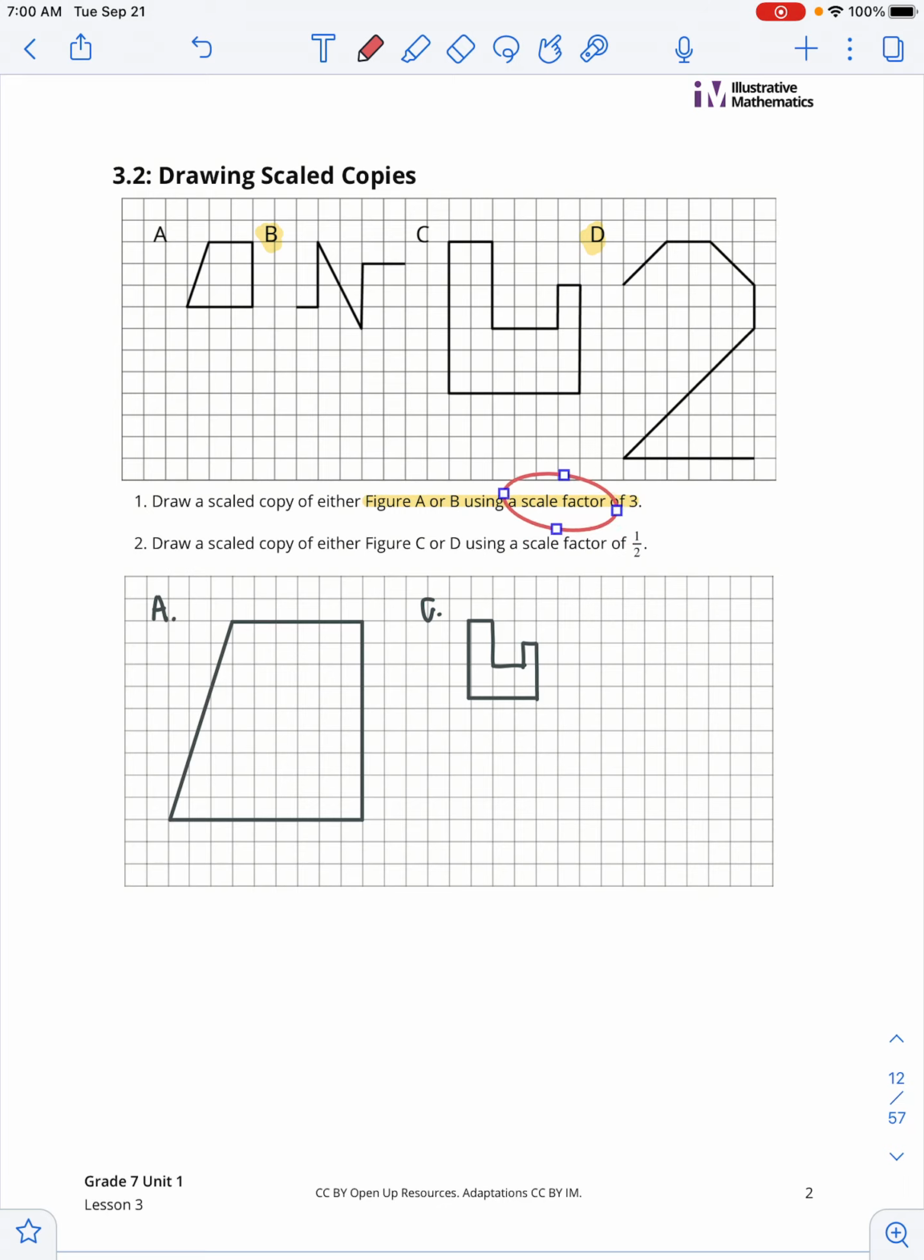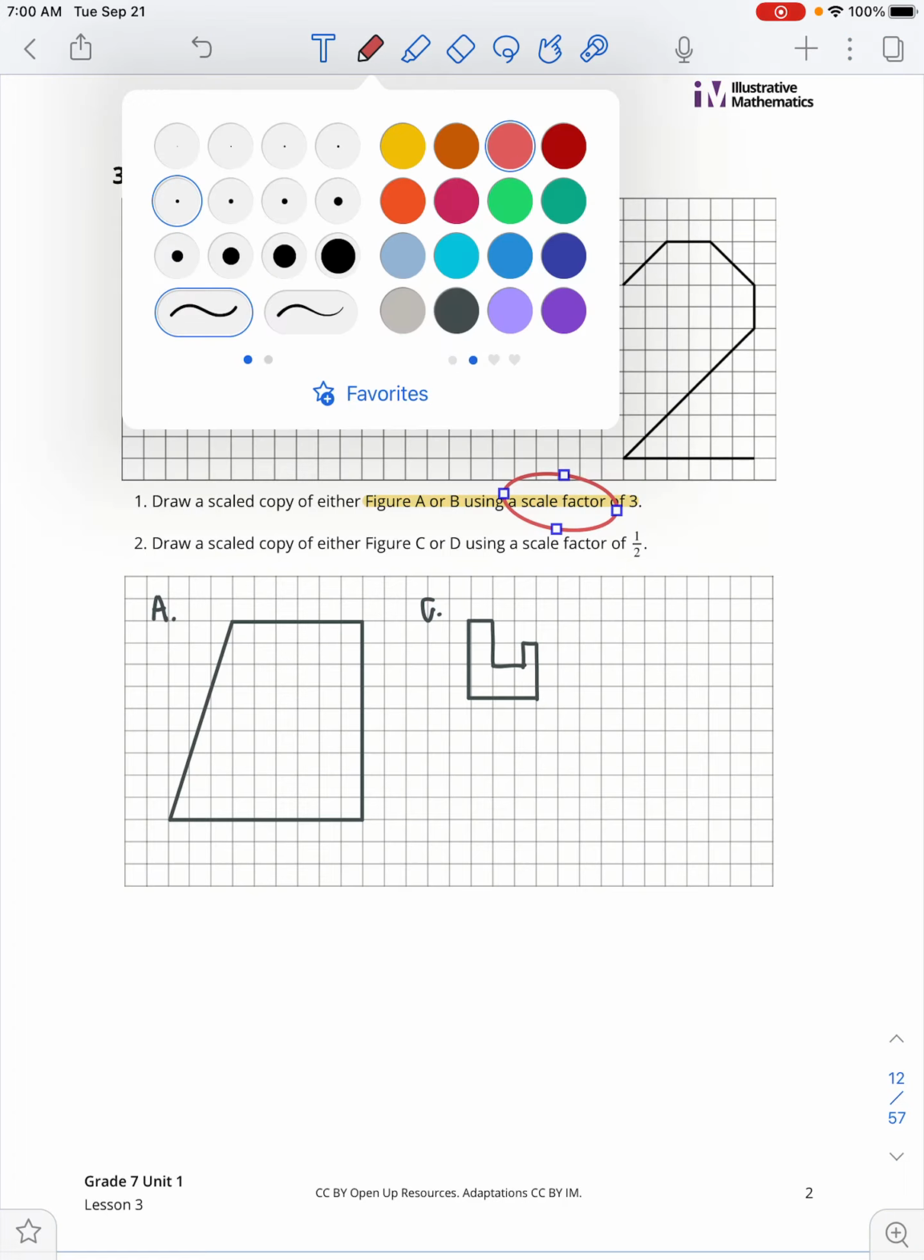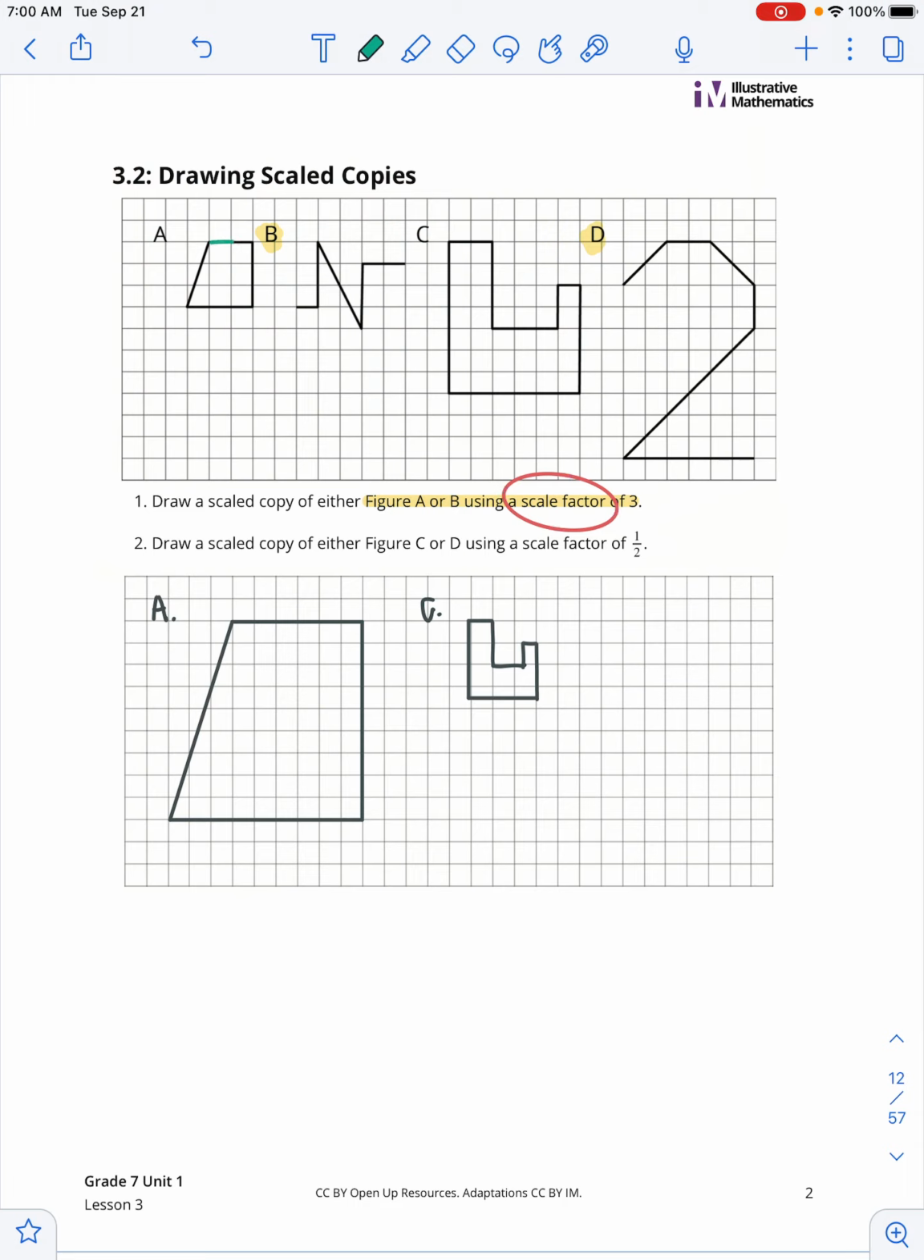Now that term scale factor tells us what we will multiply each of our side lengths by to get a new copy. So for example, we can see that in the original version of A, I have a side length here of 2. I know my scale factor is 3, which means that to get my new side length, I need to multiply 2 times 3. 1, 2, 3, 4, 5, 6. And that's how I got a side length of 6. I did the same thing with every side for A.